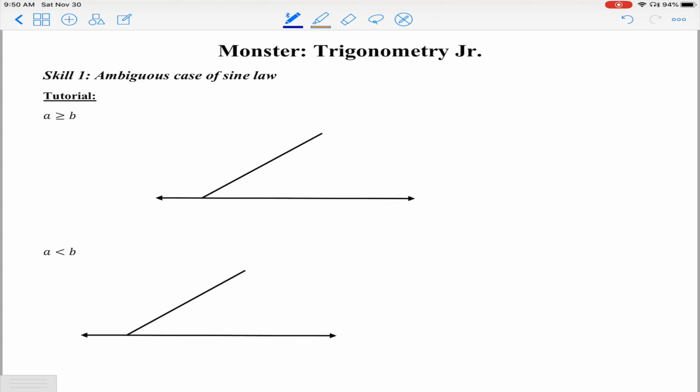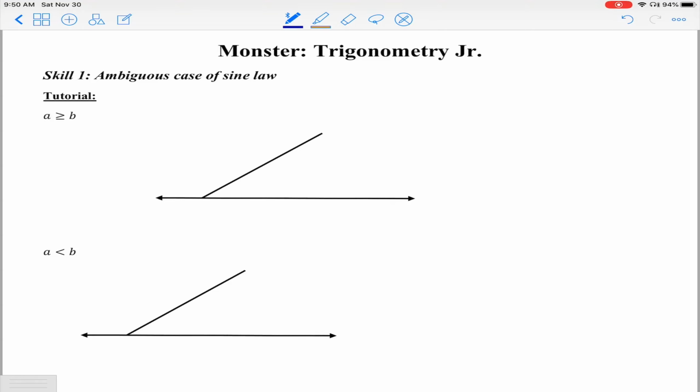Now there are times where the whole configuration of the triangle is not given to you, only part of it, and then you actually need to figure out whether the given configuration will give you one or multiple types of different triangles. So let's take a look at this one very briefly. It's not actually too hard as long as you remember the sine law.